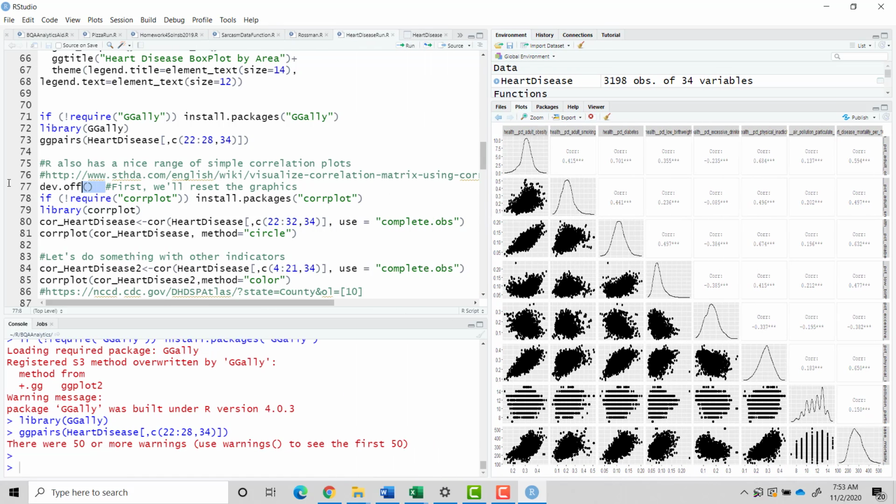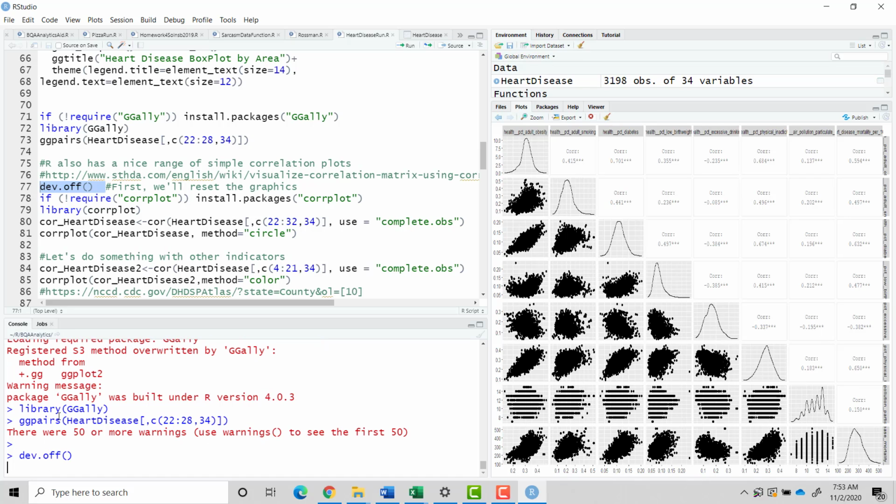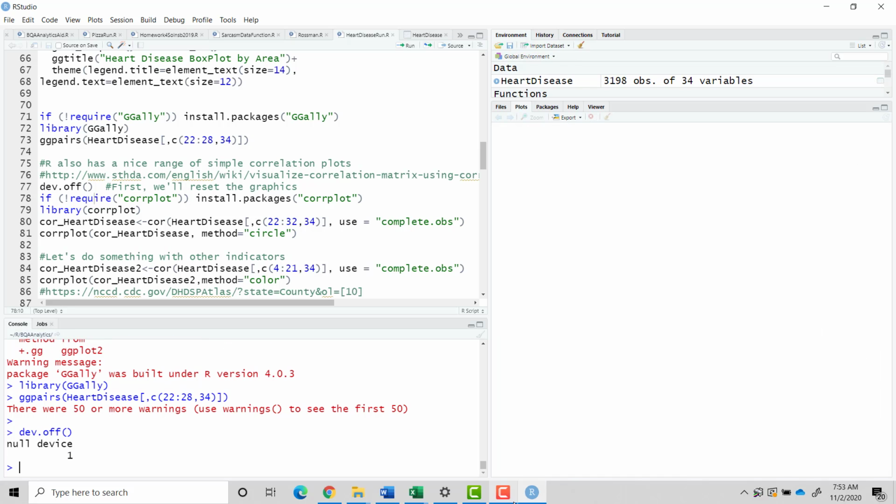Okay, so remember dev.off just clears our graphics. We're going to show this in a slightly different way. We're going to do something called a correlation plot, which colors by the level of the correlation. I'm going to use the library corrplot, and we're basically going to create the correlations using the cor function. So let's just do that.